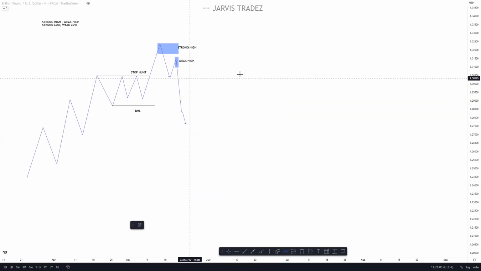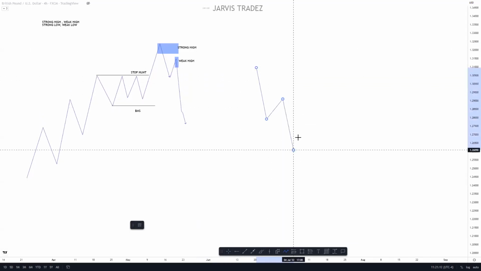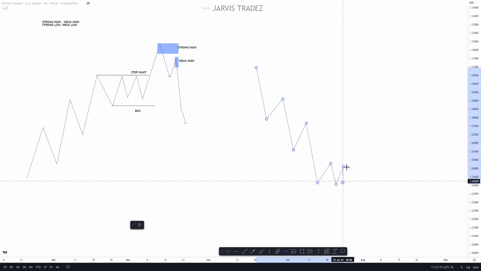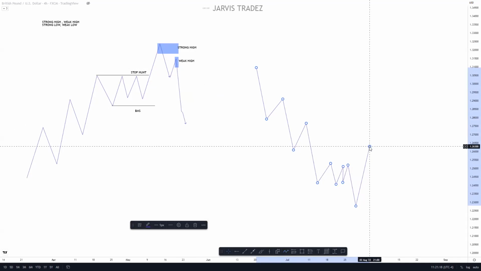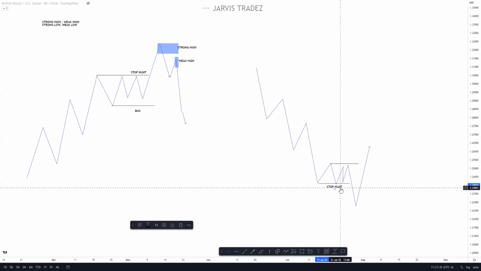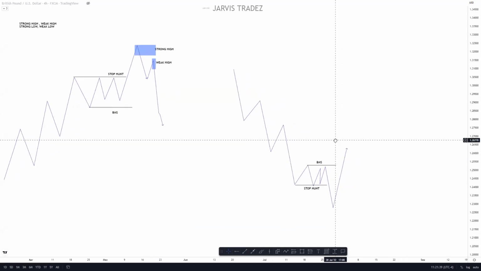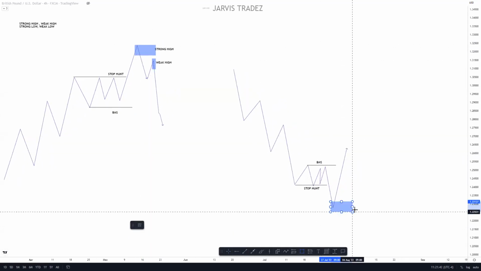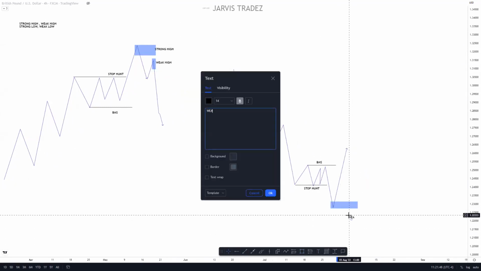So for the strong low and weak low, if price is making a lower low, lower highs, lower low, lower highs, then a lower low, then takes out the lows and the highs, it takes out the liquidity and gives a BMS towards the upside. So we will consider that low move as a stop hunt, this as a BMS, and this low as a strong low.